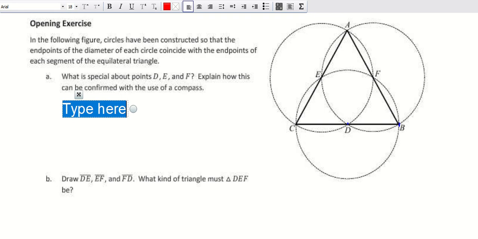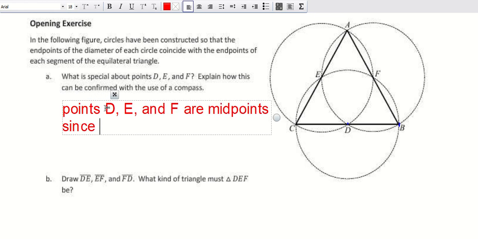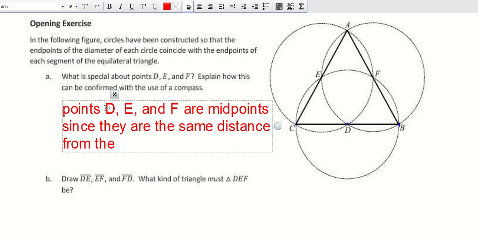So this is true. Points D, E, and F are midpoints since they are the same distance from the vertices of the triangle. So these points on the triangle, A, C, and B, are considered to be vertices. They're the endpoints for the segments.